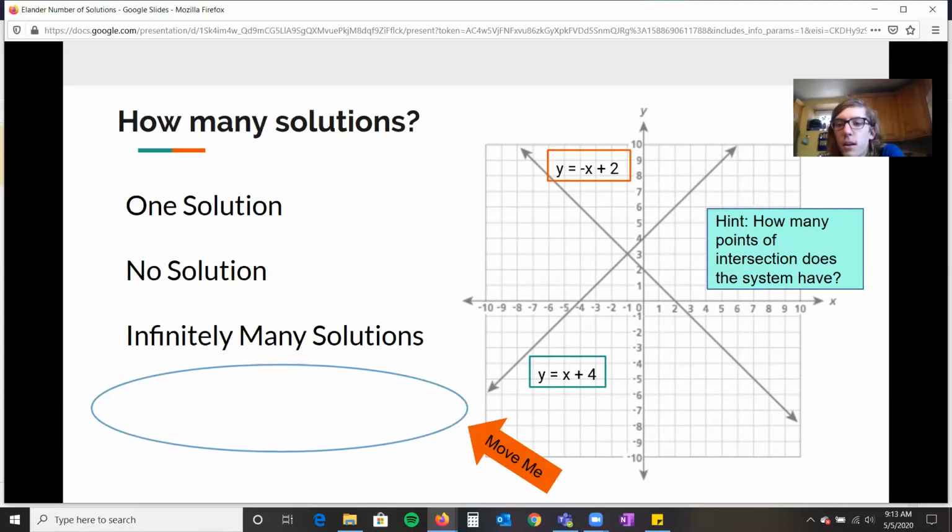Emmett, if you click on the classwork on Google Classroom on the stream, it'll take you to this slideshow and it'll make a copy for you automatically. So you can use that if you want. We'll say take about 2 or 3 minutes, and slide those bubbles onto one solution, no solution, or infinitely many, and then we'll check it.